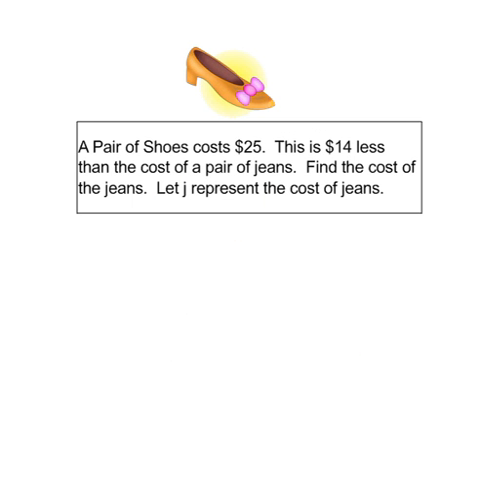Okay, so here we have a word problem. When we see word problems, it's very important that we do not get scared. Okay, they're just words, and we can figure it out because we are mathematicians. So a pair of shoes costs $25. This is $14 less than the cost of a pair of jeans. Find the cost of the jeans. Let J represent the cost of jeans.